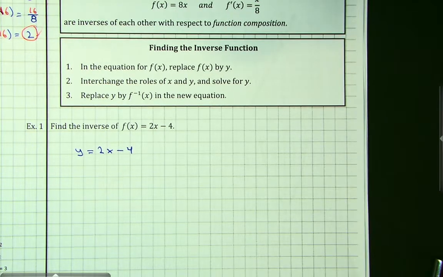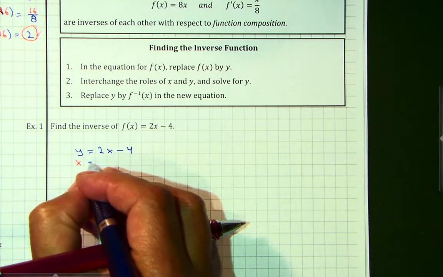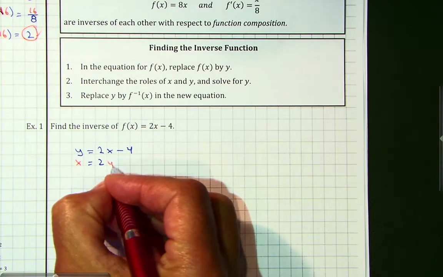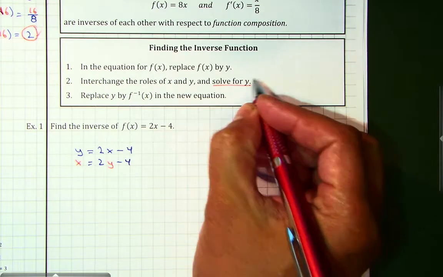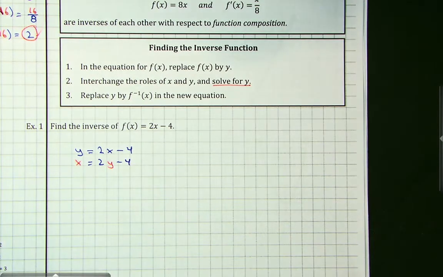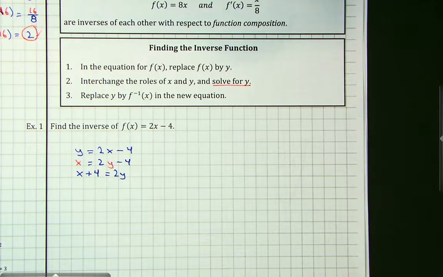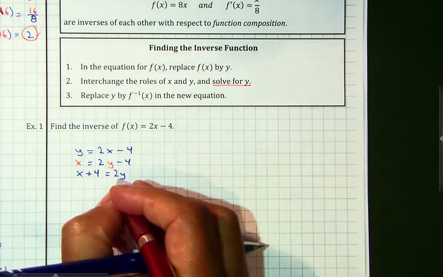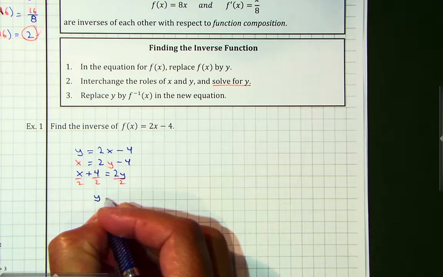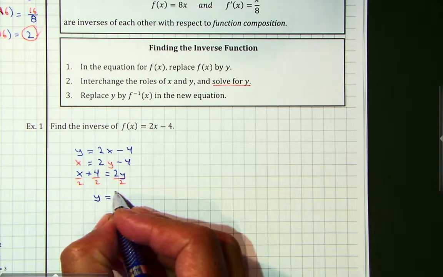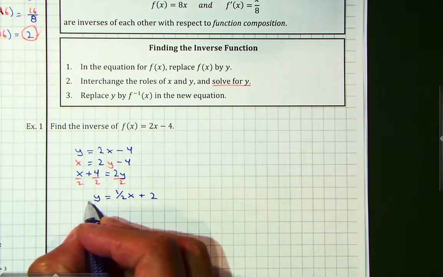And now we are going to interchange the y, will become the x, and the x will become a y. Then we need to solve for y. Move the 4 to the left because it's a positive 4. Then divide by 2. That will give me y equals x over 2. We can rewrite it as 1 over 2 x plus 4 divided by 2 gives me 2.